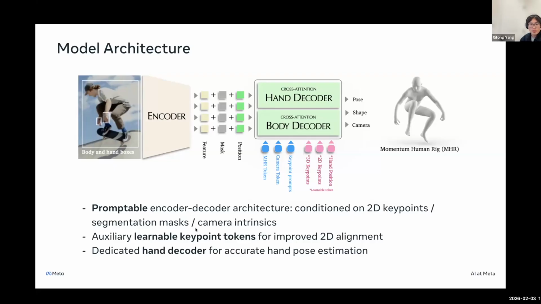The model also conditions on what we call auxiliary key point tokens. In experiments, we have observed that conditioning on these learnable key point tokens, even though they are just learnable, can help to improve the 2D alignment on the images. And as shown in the figure, we also have a dedicated hand decoder, which can be used to get more accurate hand pose estimation. I will show some examples in the future slides.